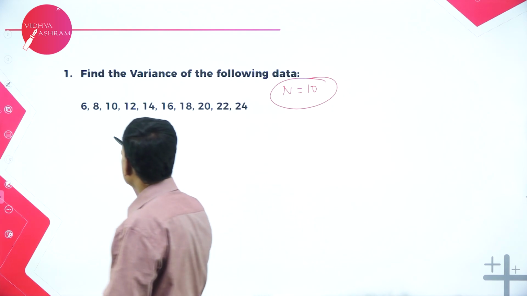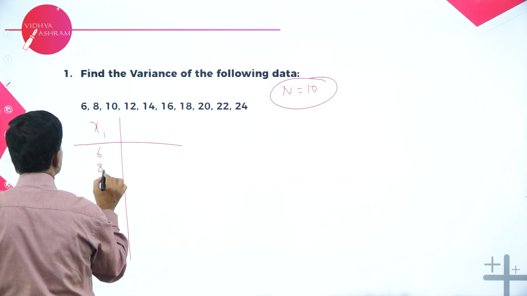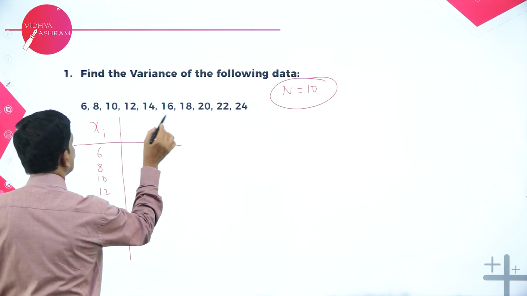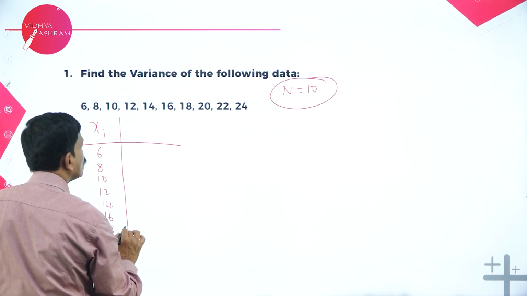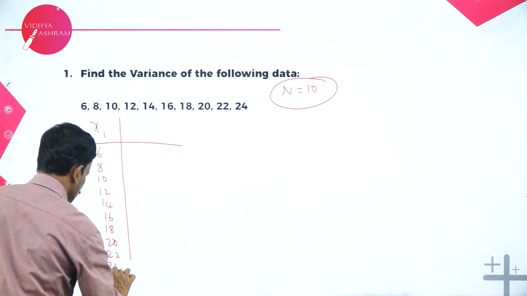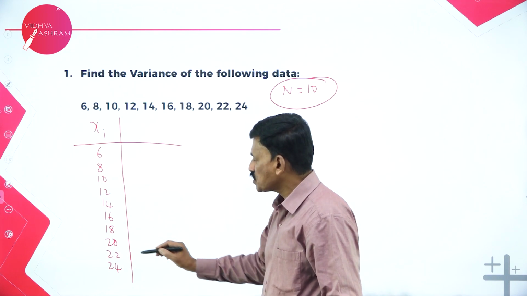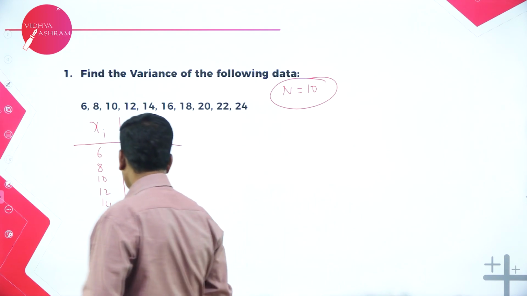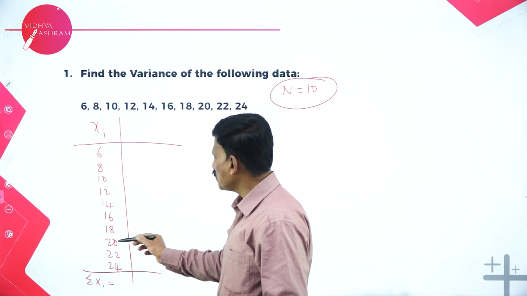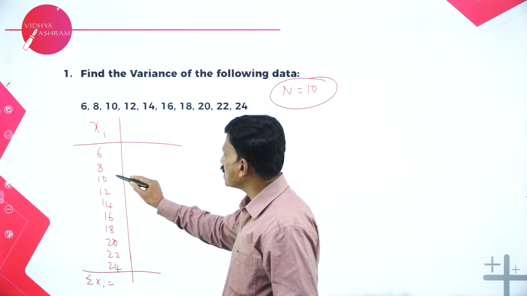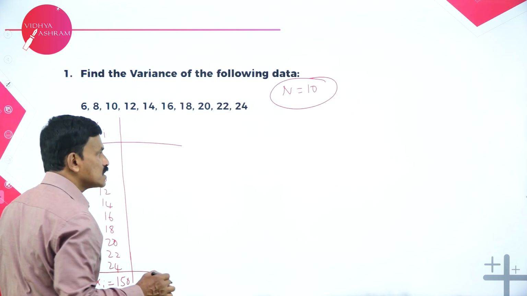Right. Now let us represent this as xi. So xi is 6, 8, 10, 12, 14, 16, 18, 20, 22 and 24. Then add this. If you add, what will you get? Sigma xi is equal to 24 plus 22 plus 20 plus 18 plus 16 plus 14 plus 12 plus 10 plus 8 plus 6, and this is equal to 150. Right, sigma xi is equal to 150.